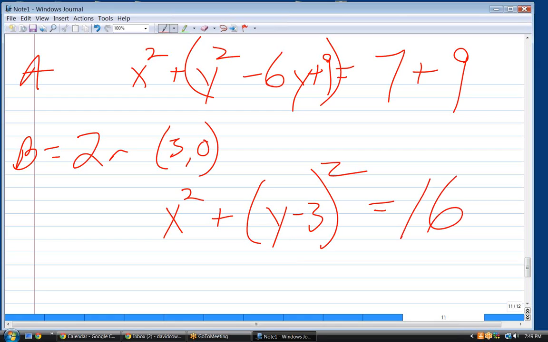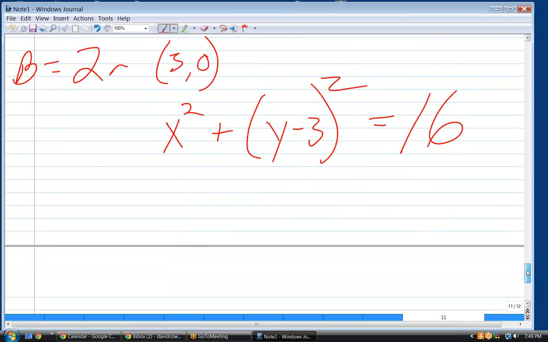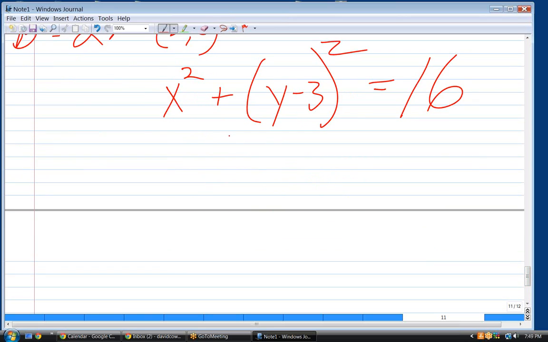Now we know a lot about that circle. Where is the center and what's the radius? Center is 0, 3. And the radius is 4. Okay, which means it goes through that point. So we're looking at a circle. Boy, I'm a good artist, aren't I? So that's the circle.